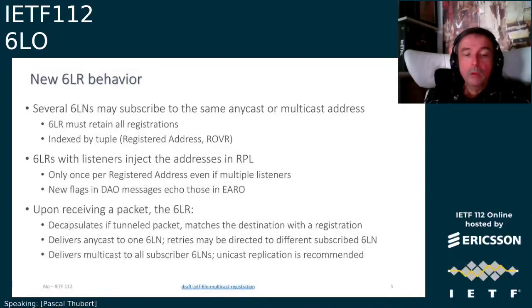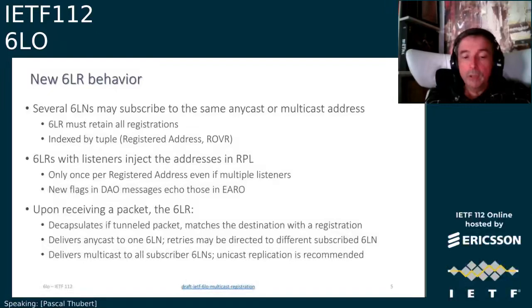On the way back, when the packet is received from the parent in storing mode and from the root in non-storing mode, the 6LR decapsulates it if tunneled and looks at the packet. Now it can be anycast or multicast, so it will possibly find more than one registration. If it's anycast, it will select one. Again, we don't say by which logic, which policy.